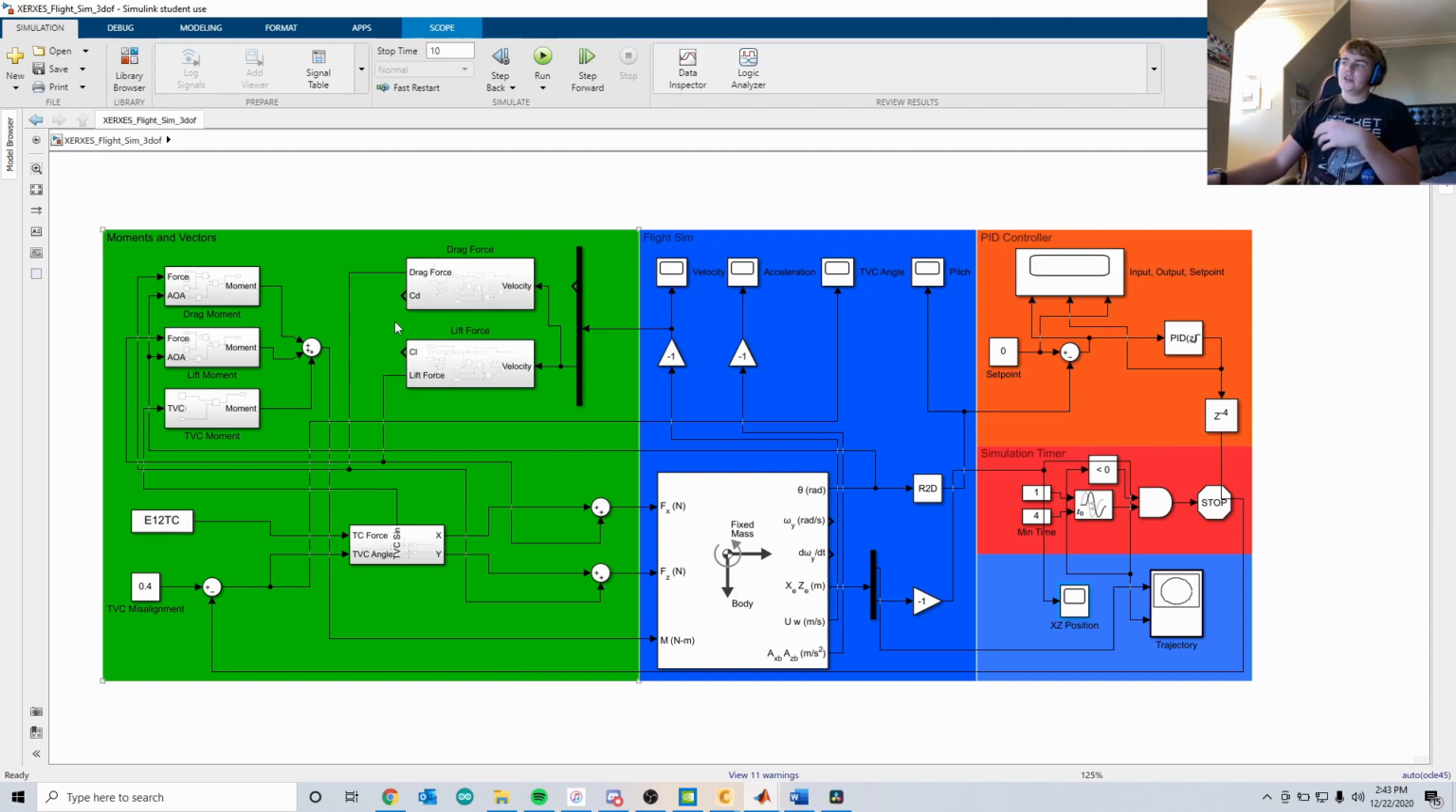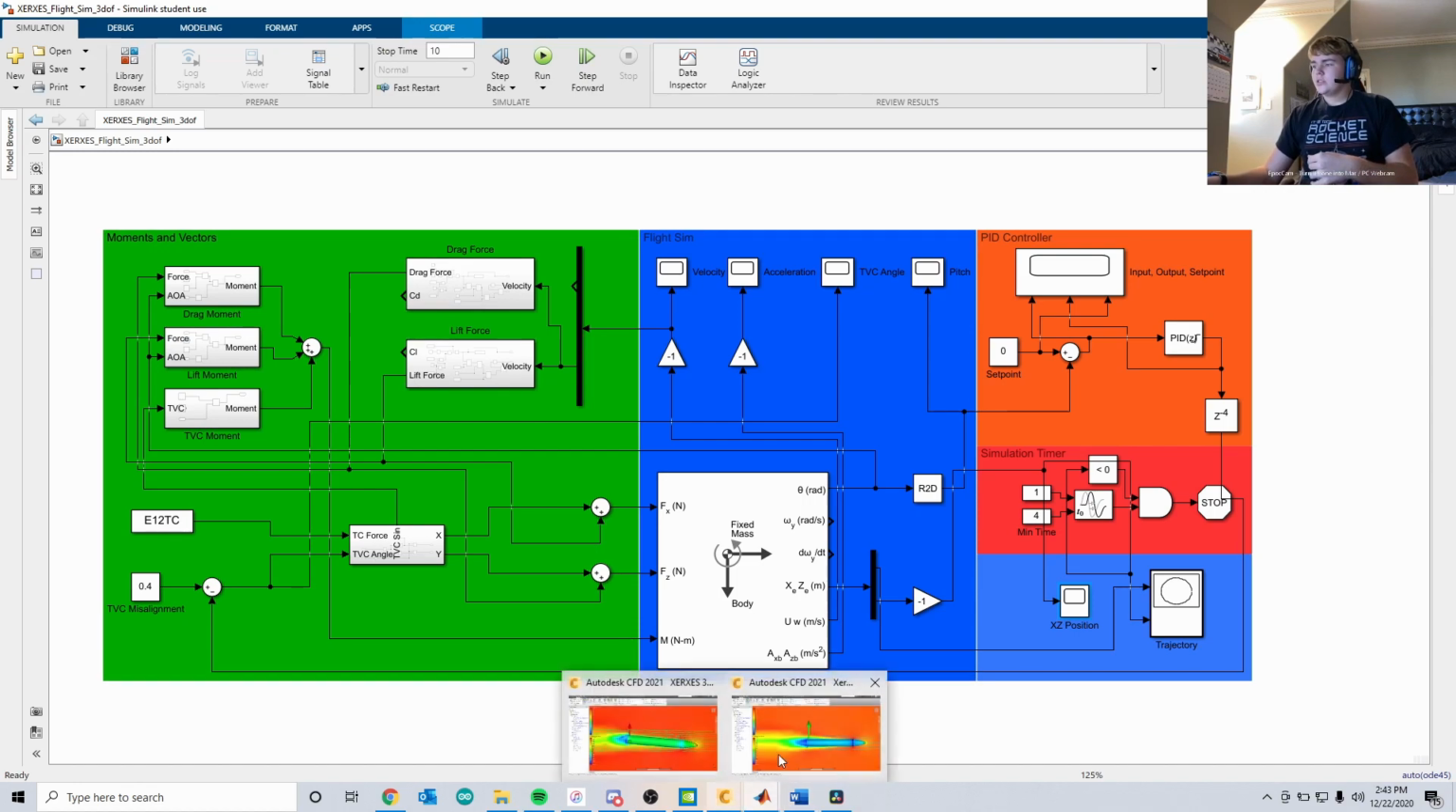Using the angle of attack and the velocity, we're able to calculate the drag forces and the drag moments. Also the lift moments, I should say. In order, though, to calculate the drag force and the lift forces, there is another variable that is necessary, and that is the coefficient of drag and the coefficient of lift.